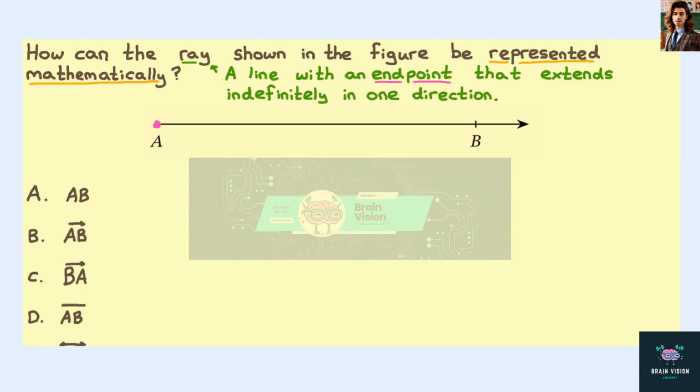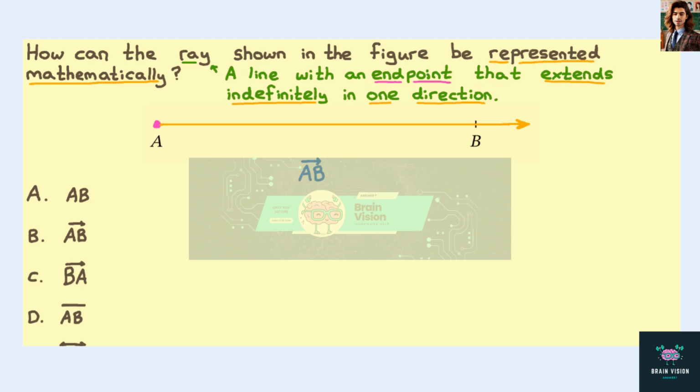In the diagram, we can see that the point A is the end point of the ray. That is where the ray starts. We can also see that the ray extends indefinitely in the direction from A through B. The arrow shows that the line continues indefinitely in that direction.